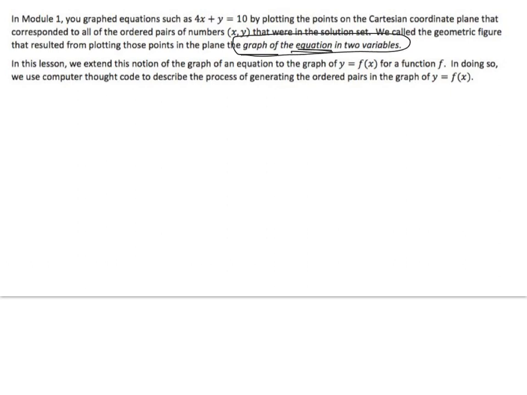In this lesson, we extend this notion of the graph of an equation to the graph of y equals f of x for a function f. In doing so, we use computer thought code to describe the process of generating the ordered pairs in the graph of y equals f of x.